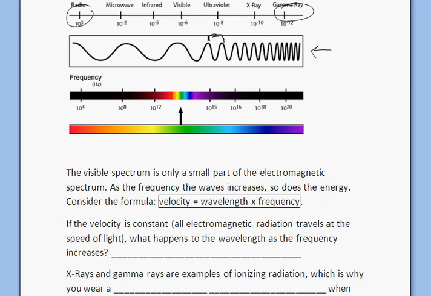Now you'll see that the wavelength decreases as we move to the right, but the frequency increases as we move to the right. So using the space down here, what happens to the wavelength as the frequency increases? The wavelength would decrease. X-rays and gamma rays are examples of ionizing radiation. That's the harmful kind, and that's why you wear a lead apron or a lead vest when you go to the doctor or dentist.